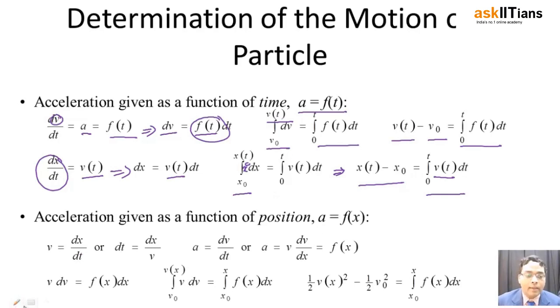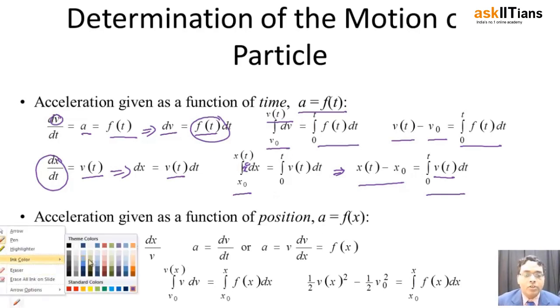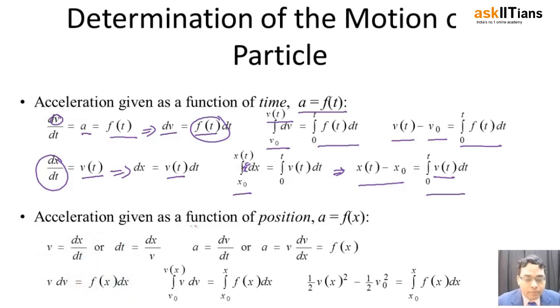In a similar way, if you want to say how the acceleration varies as a function of x, to understand that, what will we say? If I say a equals f(x), now we know that v is equal to dx by dt. So if I just do a cross multiplication, dt goes up and v comes down, so dt comes out to be equal to dx by v.